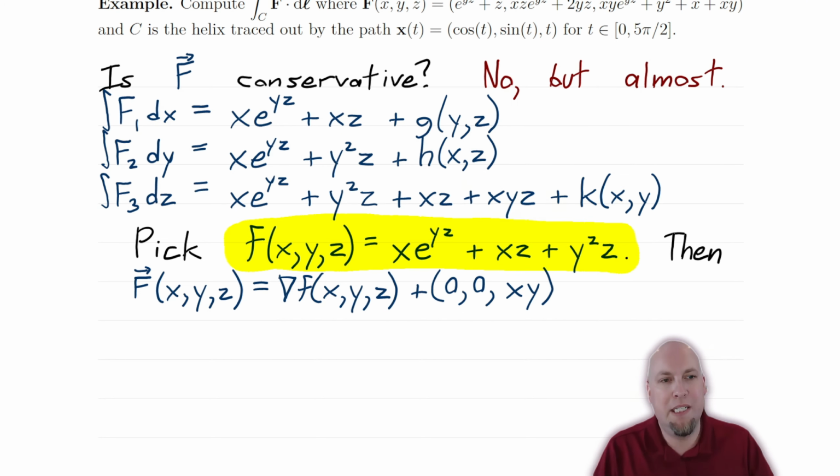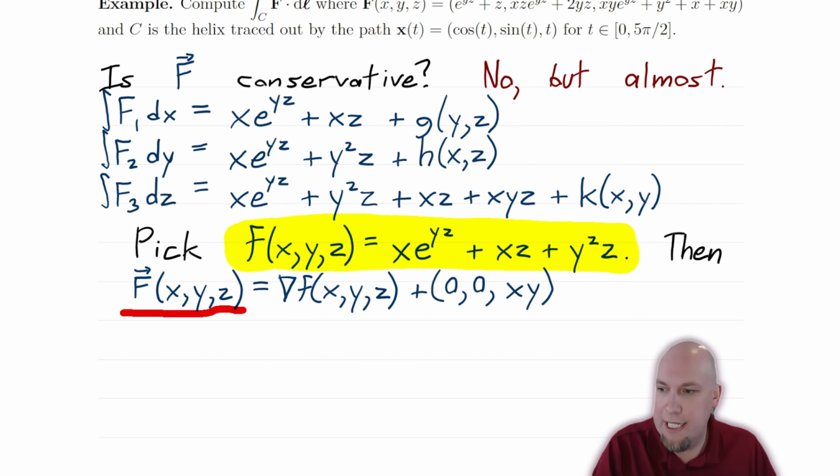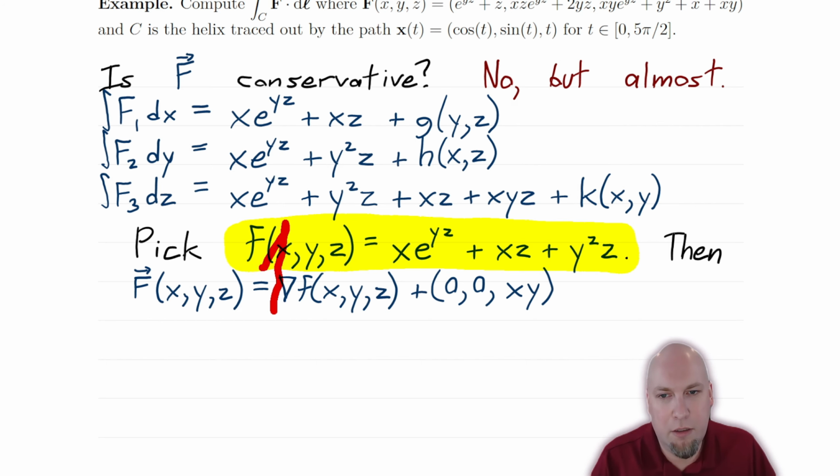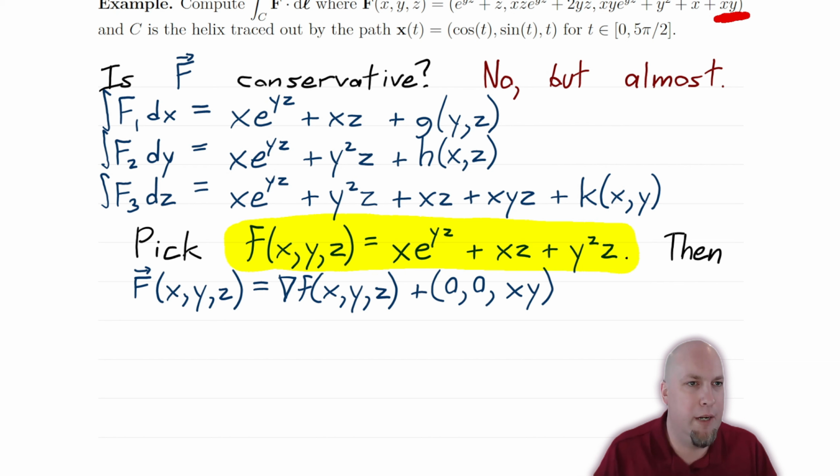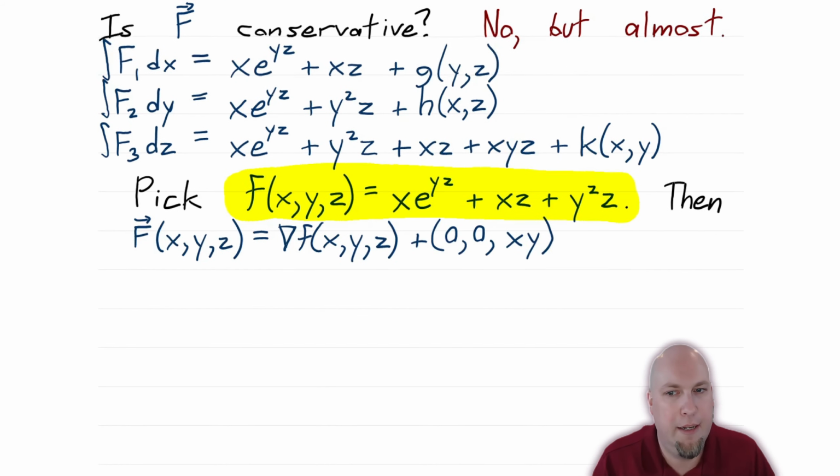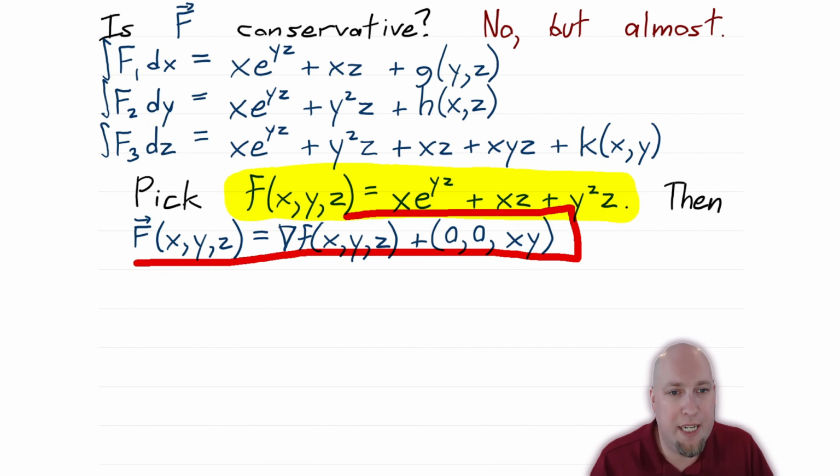So what happens is the vector field big F that I care about, that I'm trying to integrate, is the gradient of this little f here, plus a correction term, plus just a little bit more, plus this xy over here that unfortunately I couldn't get from the gradient. Okay, this is a true statement.